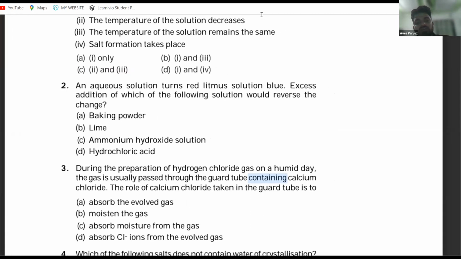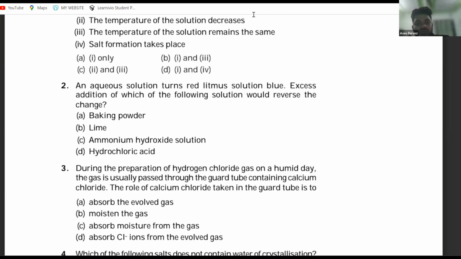Which of the following turns red litmus to blue? Excess addition of the solution will reverse the change. Red litmus to blue means basic medium. If red litmus is converting into blue, then the medium is basic. So which one is basic in nature? Baking powder, lime, ammonium hydroxide, hydrochloric acid.